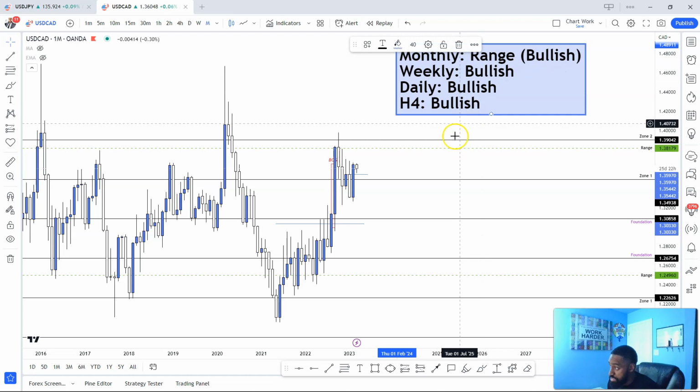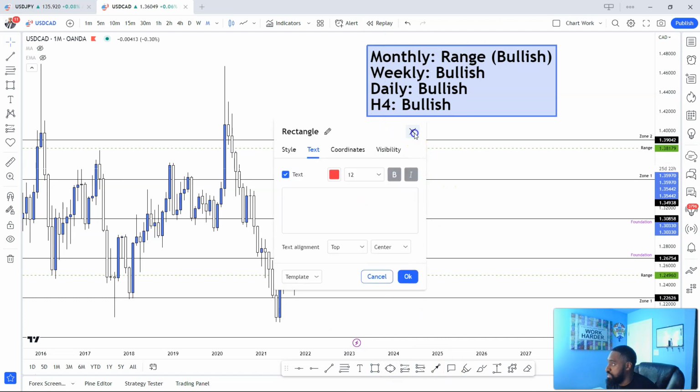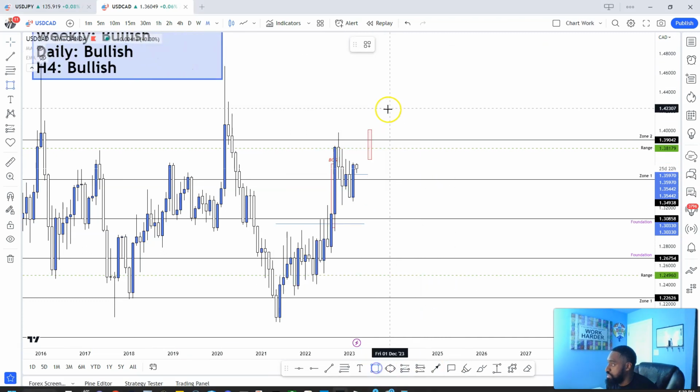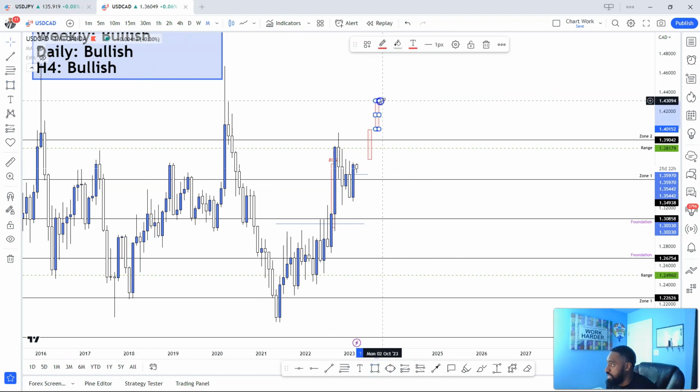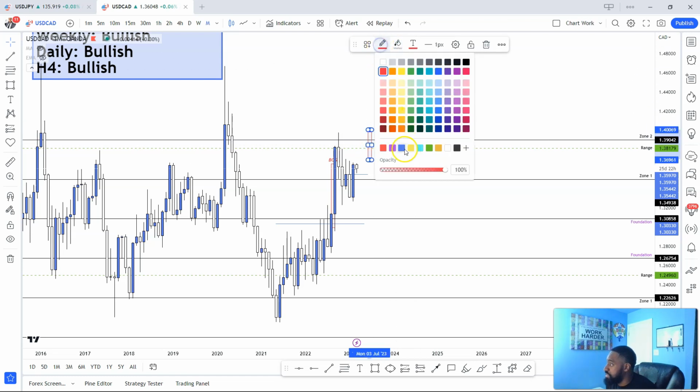And it's in a range until the price breaks this horizontal line right here, this price at 1.39042. And a break, just to be clear, this would be considered a break, two candles together. Make it blue, just so we're clear.